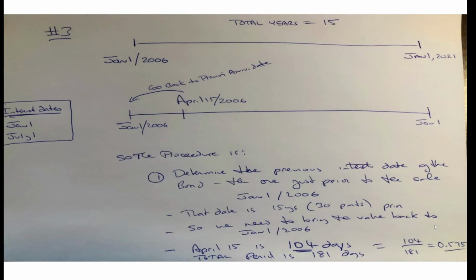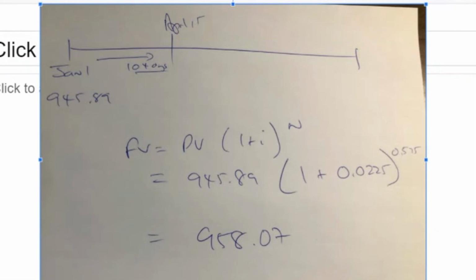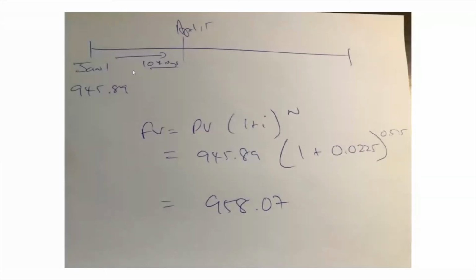So what we have is we're going to bring, all I've done is taken the January 1st, moved it ahead 104 days to April 15th to find out what the value of the bond is on that day. So it's 945.89 on January 1st. We got to bring it ahead 104 days. So we throw it into this formula here using the number I calculated to be the percentage of the period. And that comes to 958.07. So on April 15th, if we sold that bond, we would put a price tag on it of $958.07. Now, allow for rounding, but that's where that comes from.